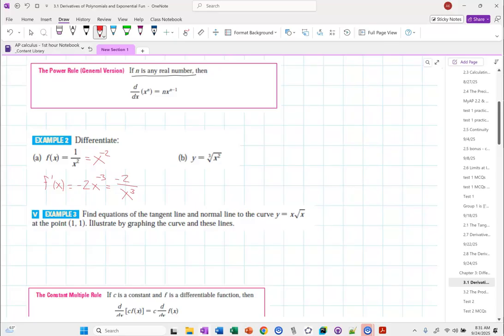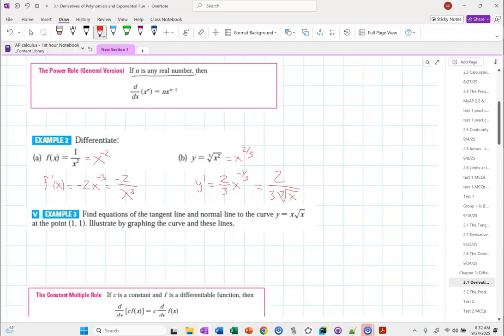What about the cube root of x squared? How can I rewrite that as x to the n? x to the 2/3. Perfect. So when I take the derivative, it's 2/3 x to the negative 1/3. Or you could rewrite it as 2 over 3 cube root x. That's acceptable also.